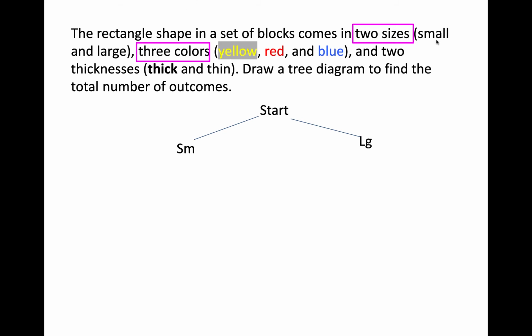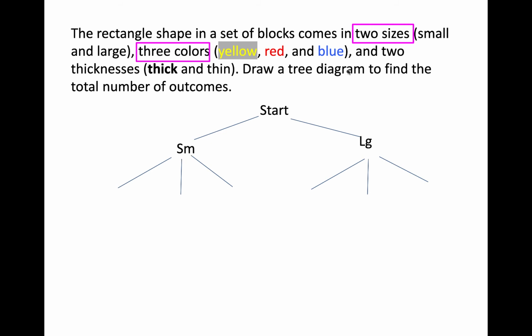Well, I need to pair each one of these options with the first choice. Under the first choice here was small, how many branches am I going to come out given my second choice? 3, because there are 3 options in my second choice. Given my first choice, if it's large, how many options are there for the second choice? 3 still. So what I'm going to have you do here is finish this tree diagram and then come back and check your tree diagram with mine.